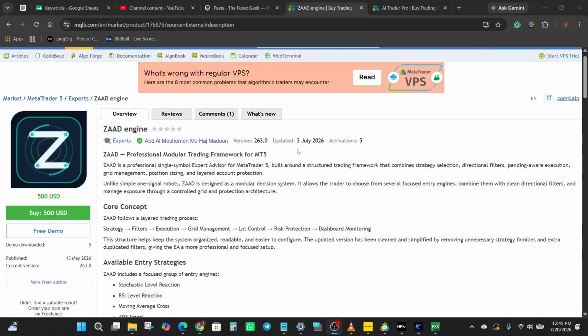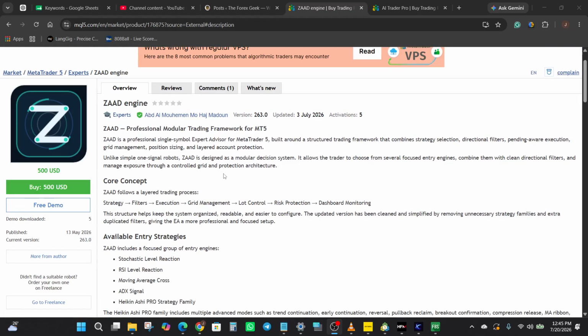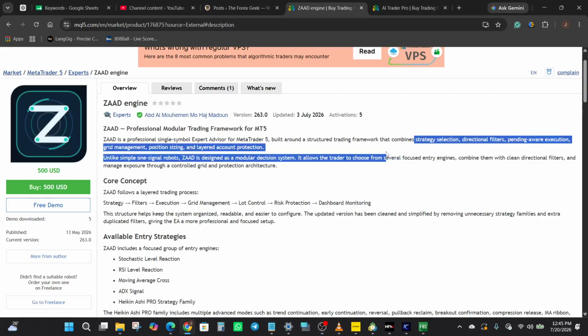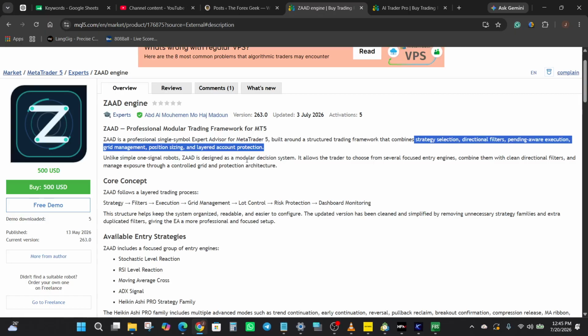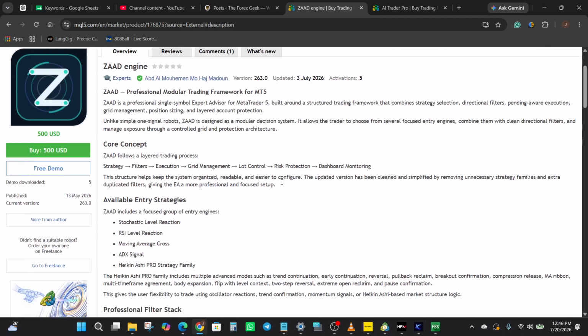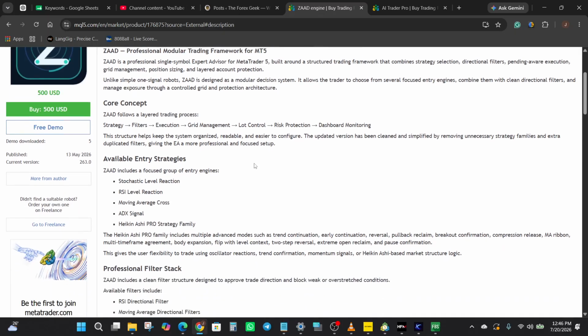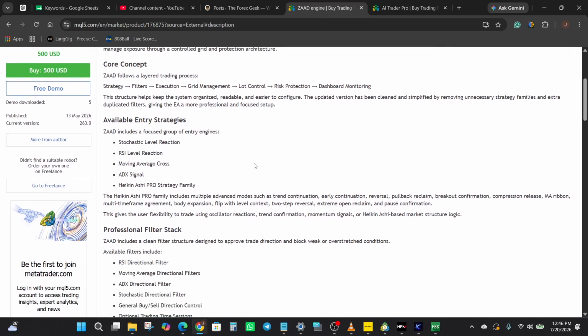Scrolling into the description, this is positioned as a modular trading framework rather than a single signal robot. Following a layered process: strategy selection, directional filters, execution, grid management, lot control, risk protection, and dashboard monitoring, all in one system. Going through the available entry strategies, this includes stochastic and RSI level reactions, a moving average cross, an ADX signal, and a Heikin Ashi Pro family.